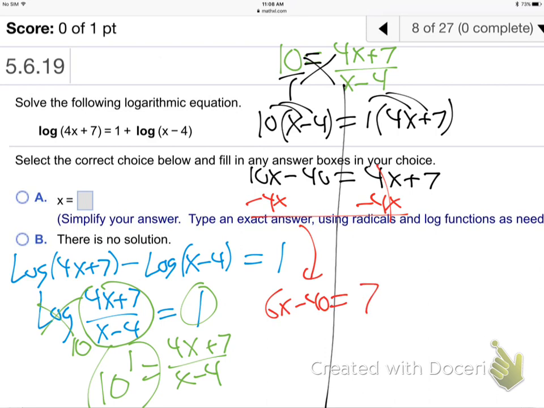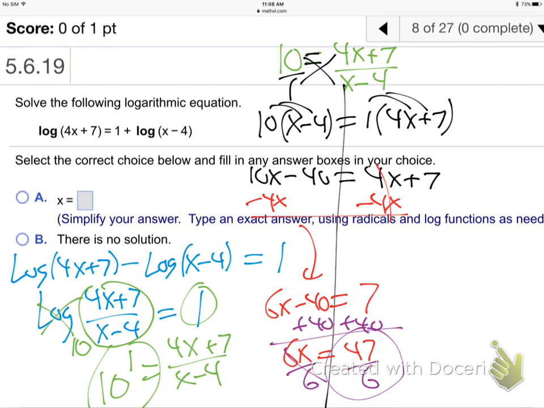And then we add the 40. So we've almost got it. 6x is 47. Last step is divide by that 6. There we go. 47/6. Maybe, as long as it doesn't make the inside of any log 0.